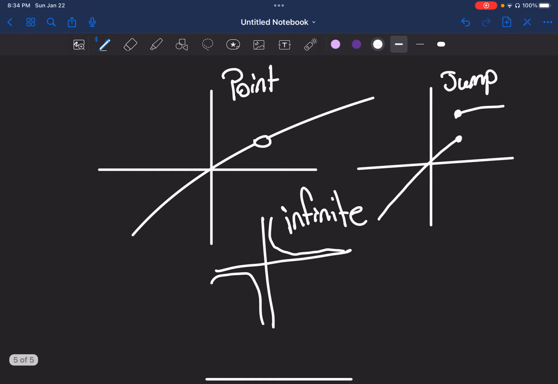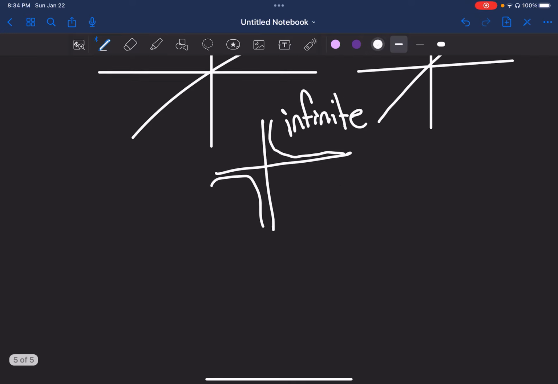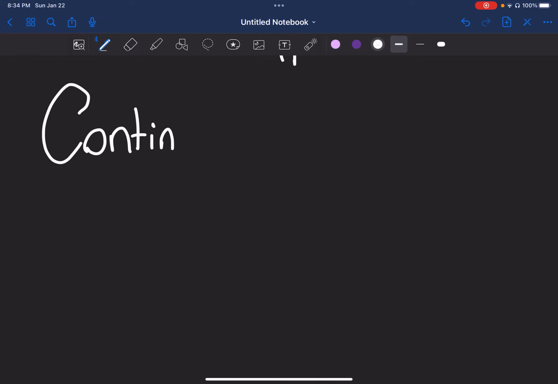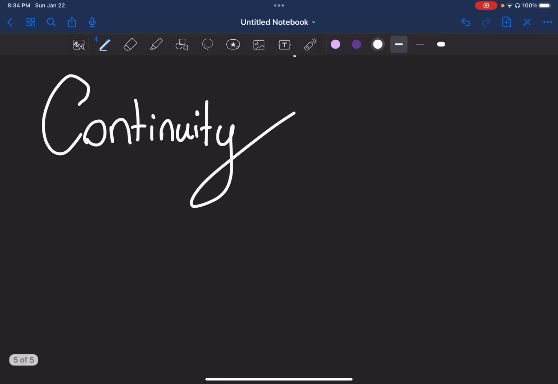Now, let's actually get to something a little bit different. Let's say we want to test if something is continuous. So let me head up with continuity. For something to be continuous, I think there are three, not exactly, three rules that you need to know.